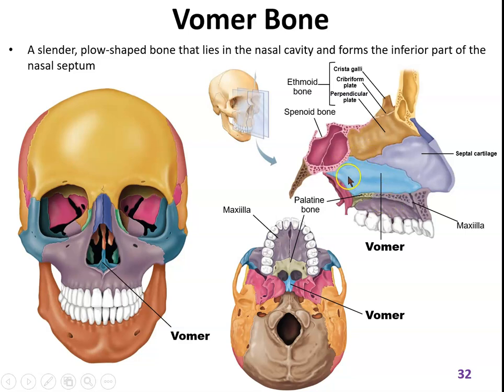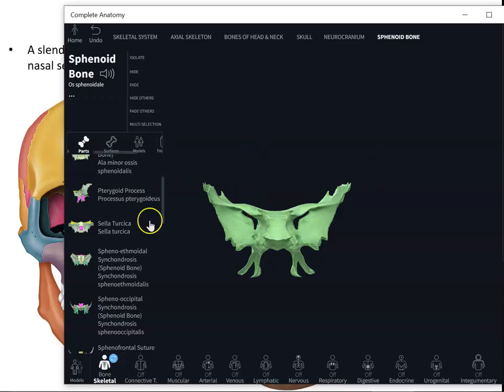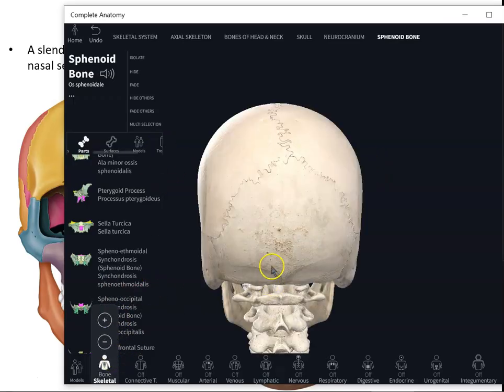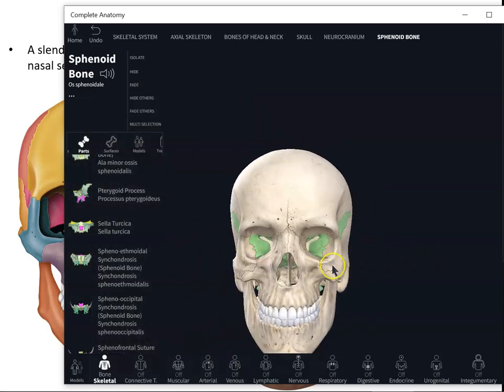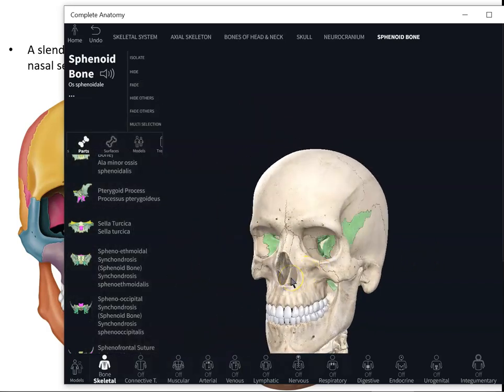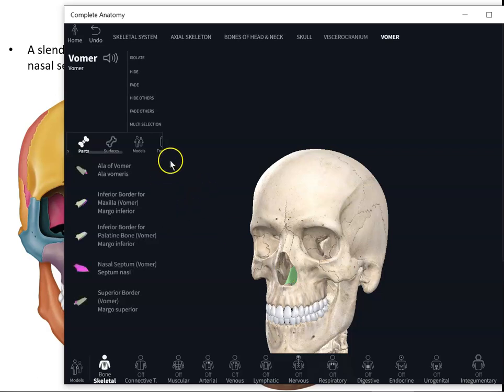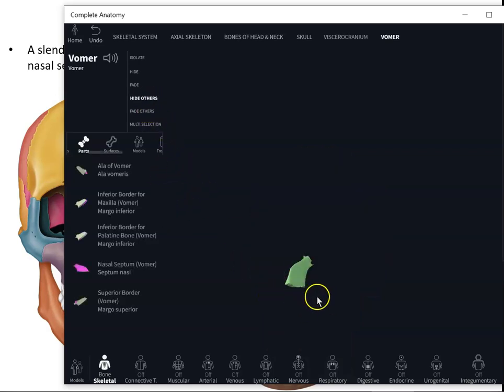The vomer is this tricky one. This forms the bottom part of the nasal septum that separates your nasal cavity into two halves. Now, this is kind of a weird view. They're trying to show you that they just took a fairly thin section of this. If I bring back the rest of the bones, I can find the vomer right here, and then hide everybody else. That's the vomer that makes part of your nasal septum.